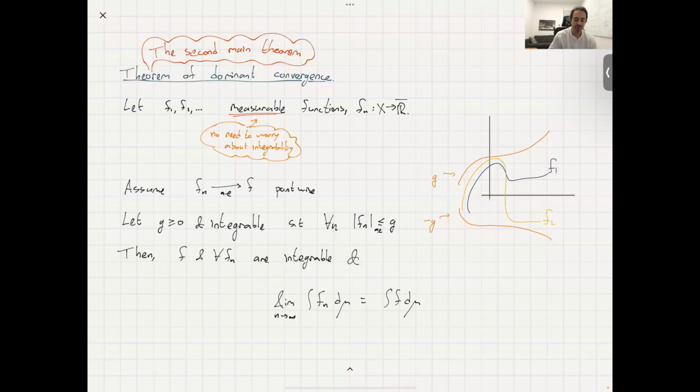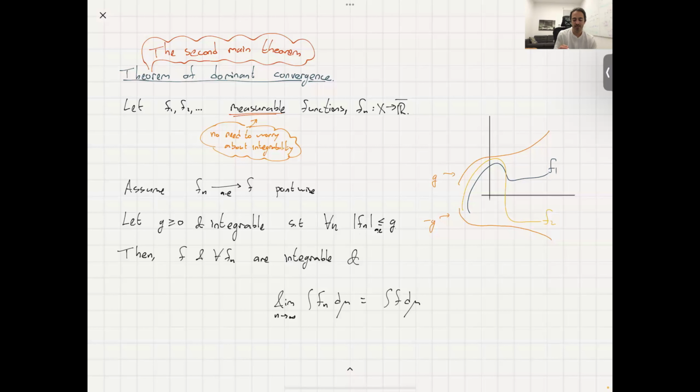So say you have a sequence of functions which are measurable. They do not need to be integrable, okay? Just measurable. You don't have to worry about integrability. It's quite easy to make sure your function is measurable. It's slightly harder to show it's integrable. So that's a good thing, that the hypothesis doesn't require you to do that.